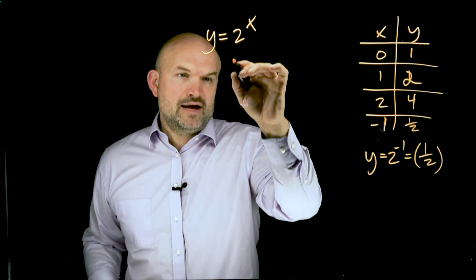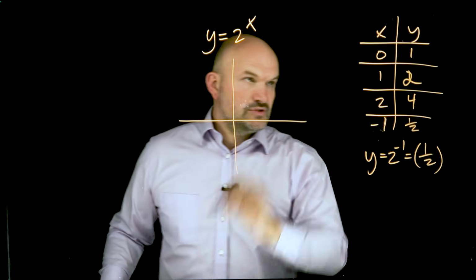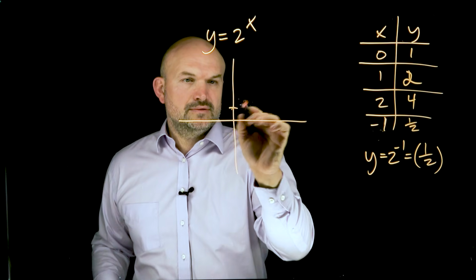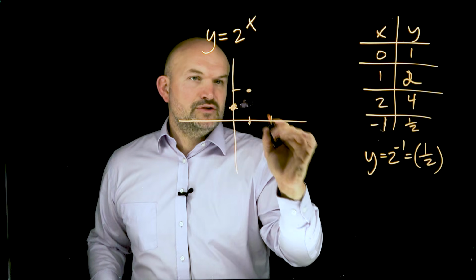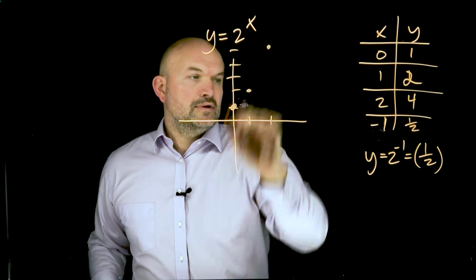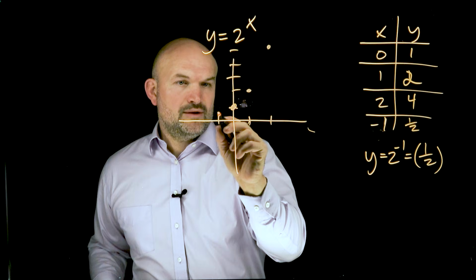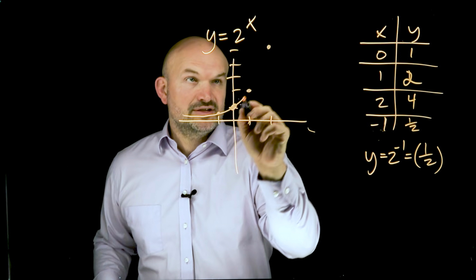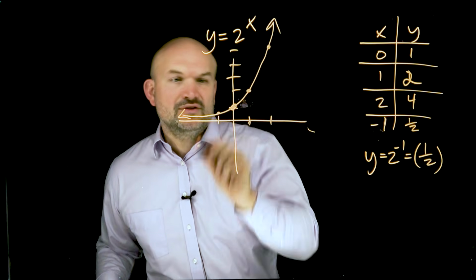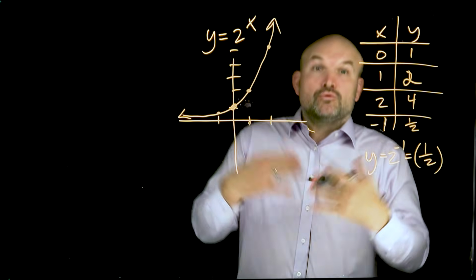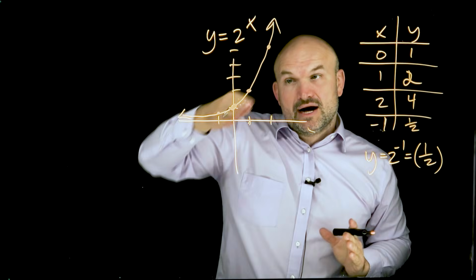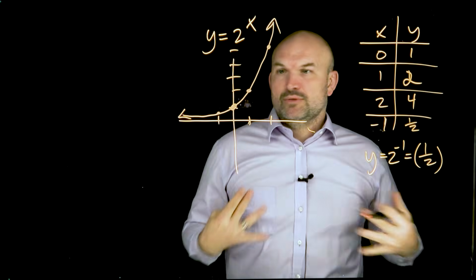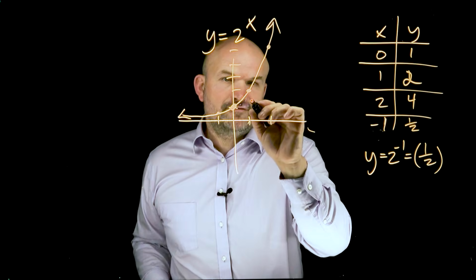So let's take a look at what this graph is going to look like. So we have 0, 1. We have 1, 2. And then we have 2, 4. And then we have negative 1, and that's going to be at a 1/2. Okay, so this graph is going to look like this. And this is what we call the exponential graph, and it is the growth function, right? Because you can see as you read this graph from left to right, it is going up and up and up.